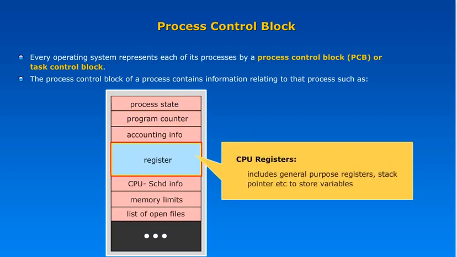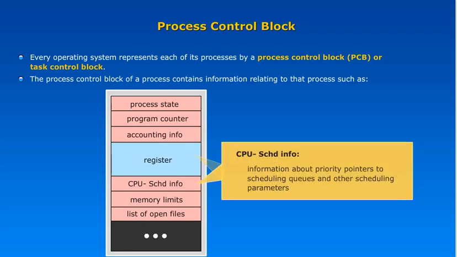CPU registers include general-purpose registers, stack pointer, etc., to store variables. CPU scheduling information, which is information about priority, pointers to scheduling queues, and other scheduling parameters.